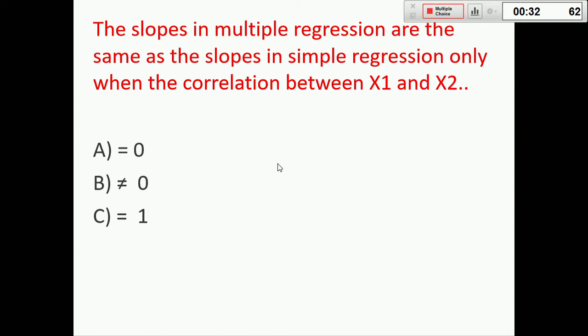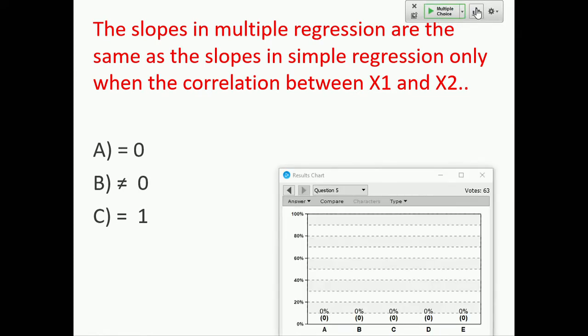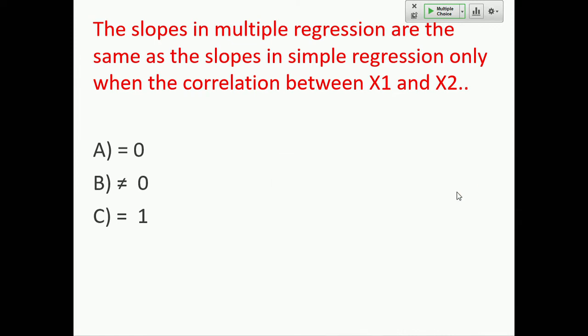Okay, I'll give you a few more seconds and then we'll stop it. All right, and the answer is when the correlation between them is 0. And let's draw the picture and I think you'll understand why. So let's go back to the document camera and write that down.